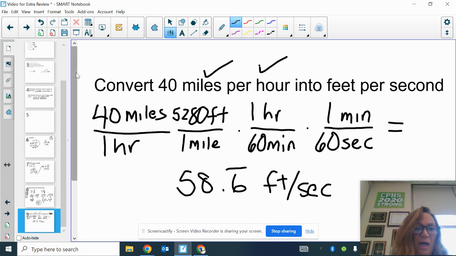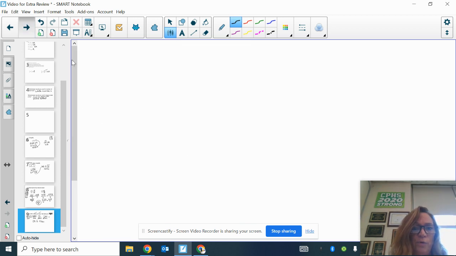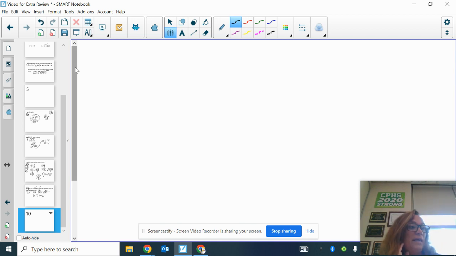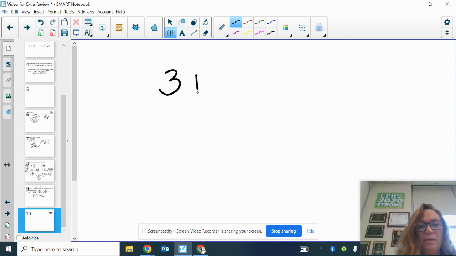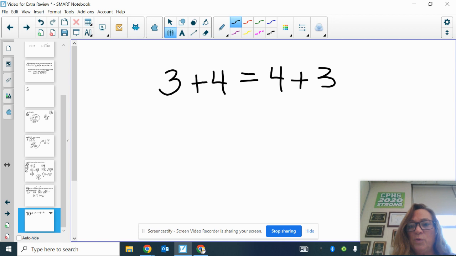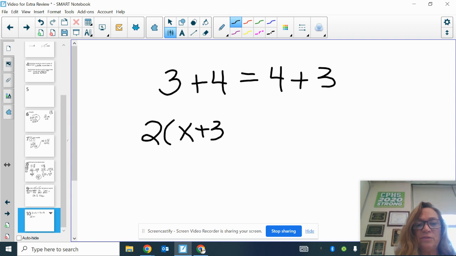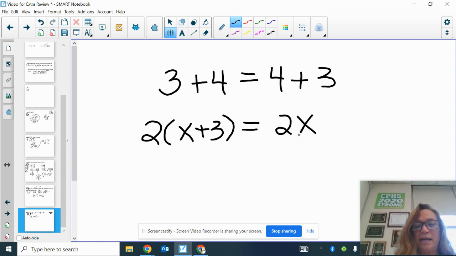Okay? You also want to make sure that you know your properties. So you want to look in your packet at the properties page. So for example, 3 plus 4 is the same as 4 plus 3. That's the commutative property of addition. 2 times the quantity x plus 3 is equal to 2x plus 6. That's the distributive property of multiplication over addition. You can just call it the distributive property.